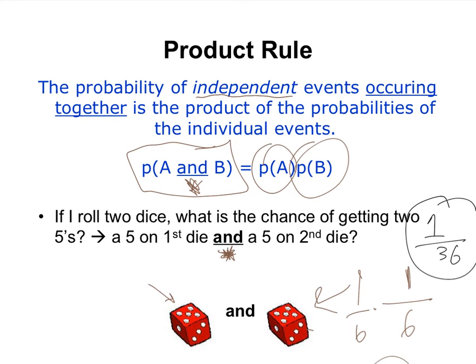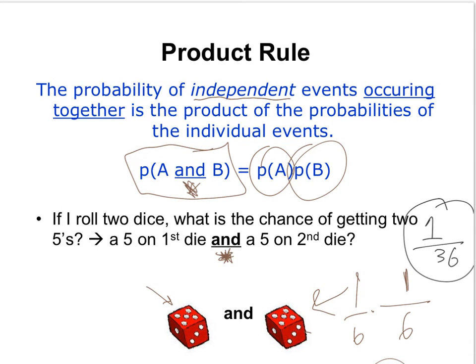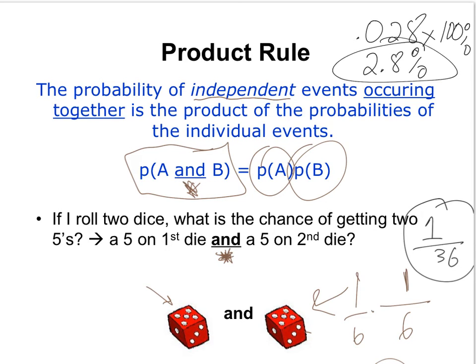1 divided by 36 is 0.0277777, repeating. So round it up to 0.028 times 100%. That would be moving the decimal twice. So it'd be 2.8%. So 2.8% that this would happen the way it is, to getting 2 5s in a row.